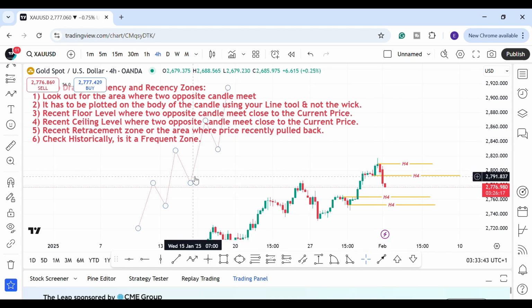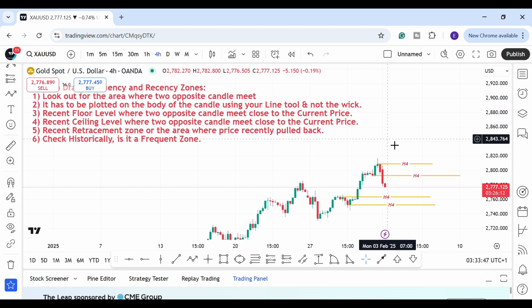That's just how to identify your F and R zone. That's it. And what else again?